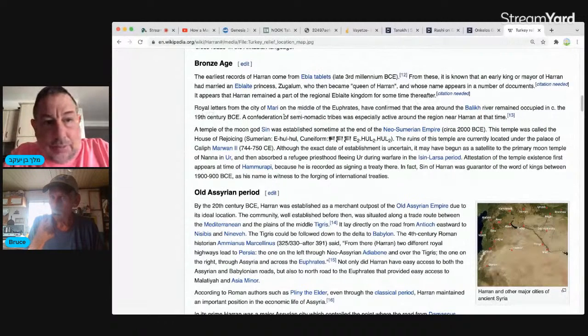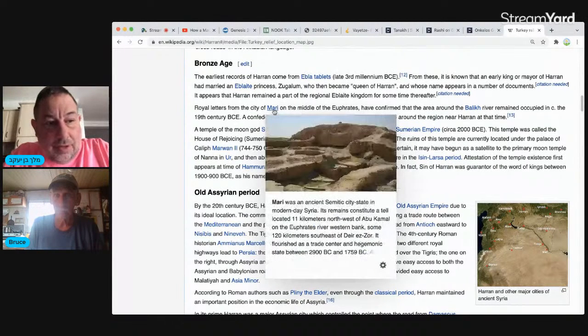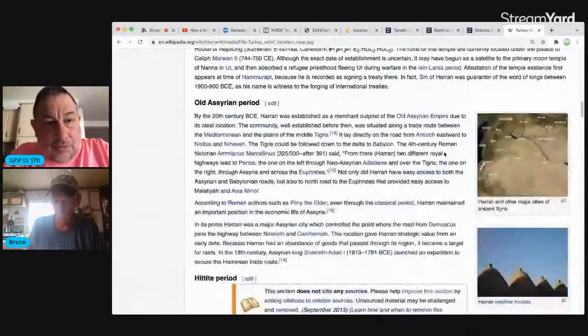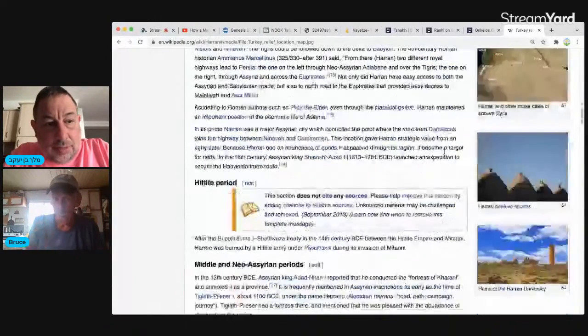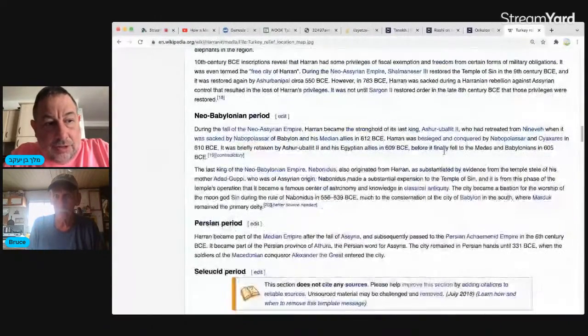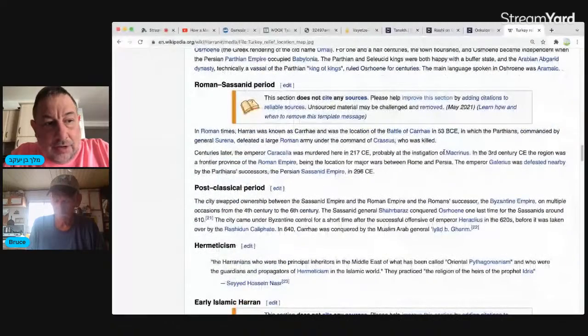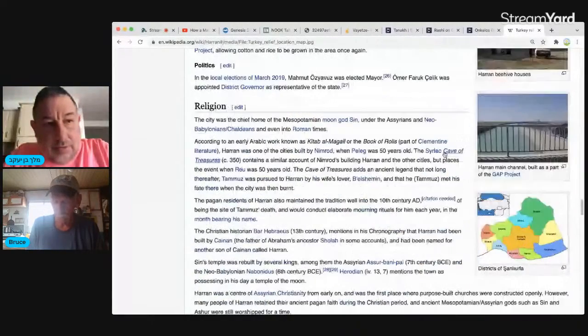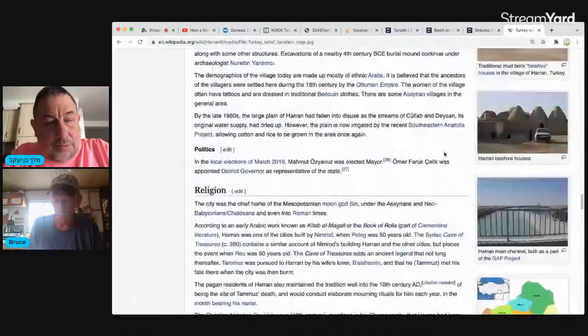Let's move ahead a little bit. Royal letters from the city of Mari, which is a very famous city on the middle of the Euphrates, have confirmed that the area around the temple, blah blah blah. I'm trying to see if it relates specifically to something in the Tanakh, if it's going to mention the Tanakh. Okay, let's not belabor it then, because we'll get caught in this.